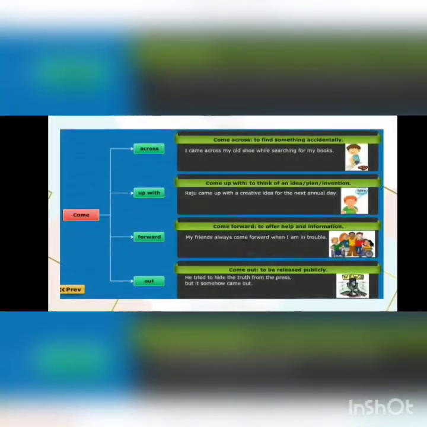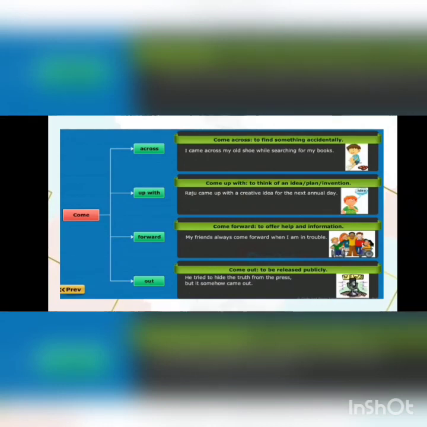Students, let us see the different phrasal verbs that are made from the verb come. Came across means to find something accidentally. For example, I came across my old shoe while searching my books. Came up with means to think of an idea or a plan or an invention. For example, Raju came up with a creative idea for the next annual day.